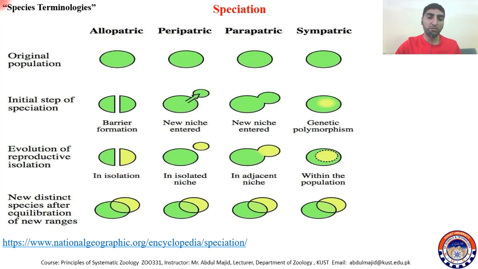So with the passage of time, based on the needs of their environment, those changes will accumulate in these populations, and they will differentiate with the passage of time. The yellow color indicates that the changes are accumulating in them and now they are different from each other. So new distinct species will arise after some time. It's not a very easy thing. It will take too much time, like hundreds and millions of years.